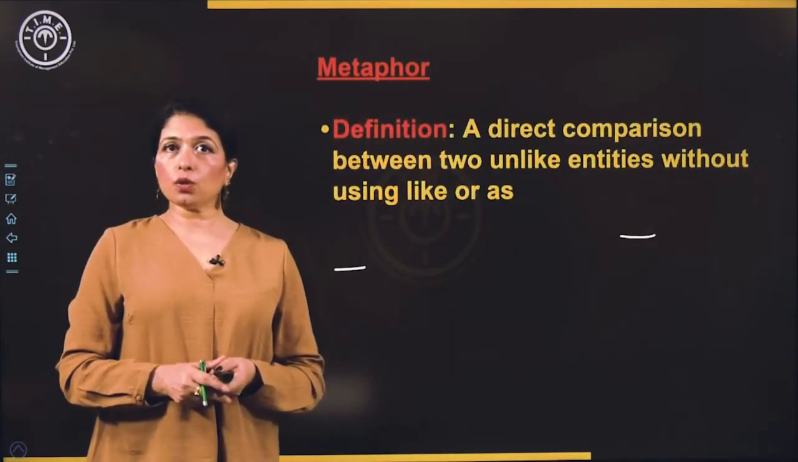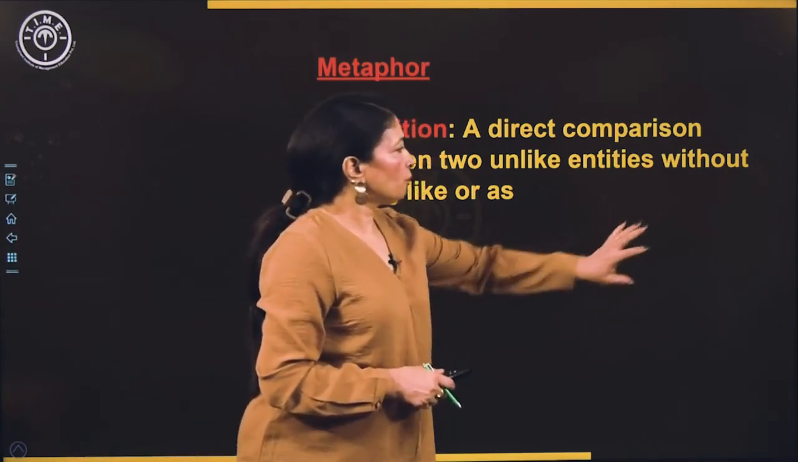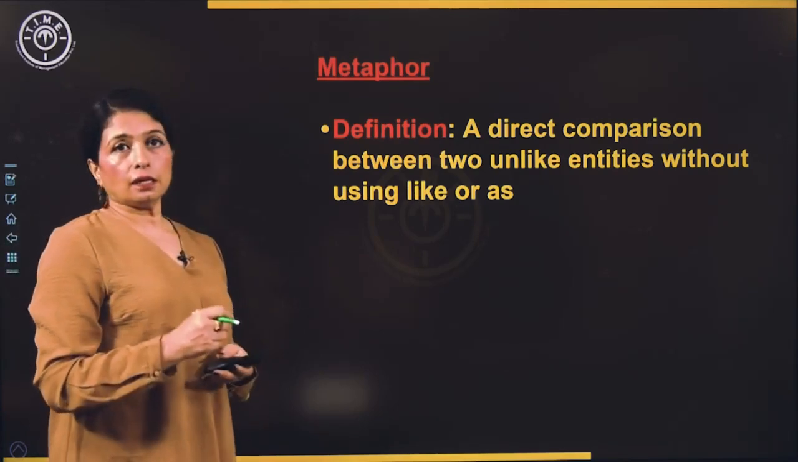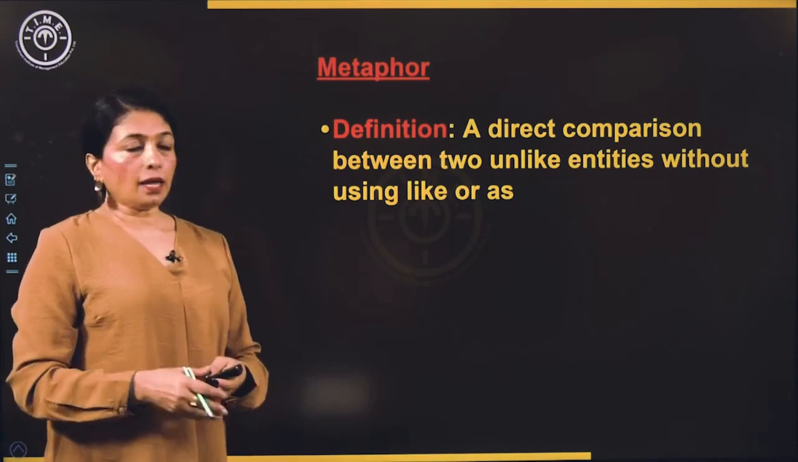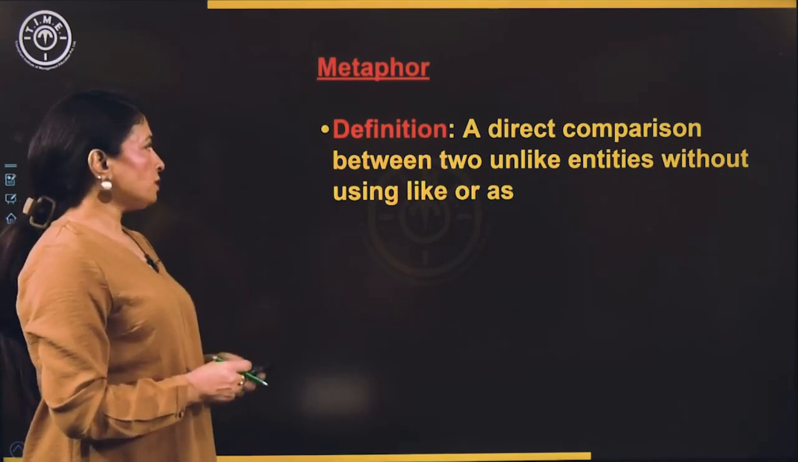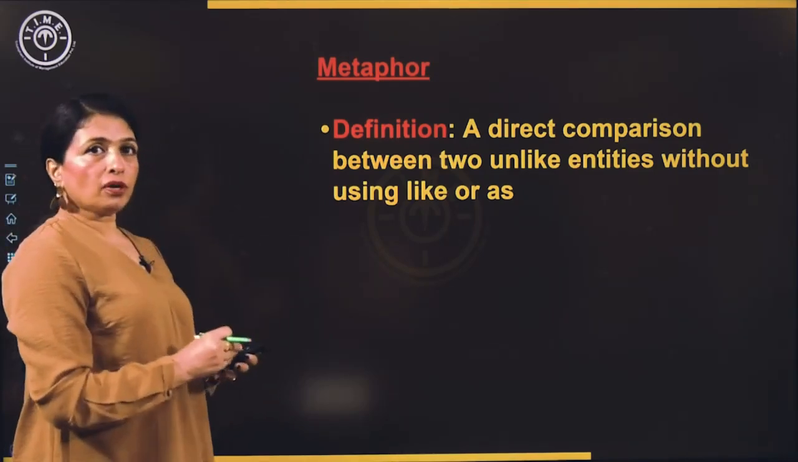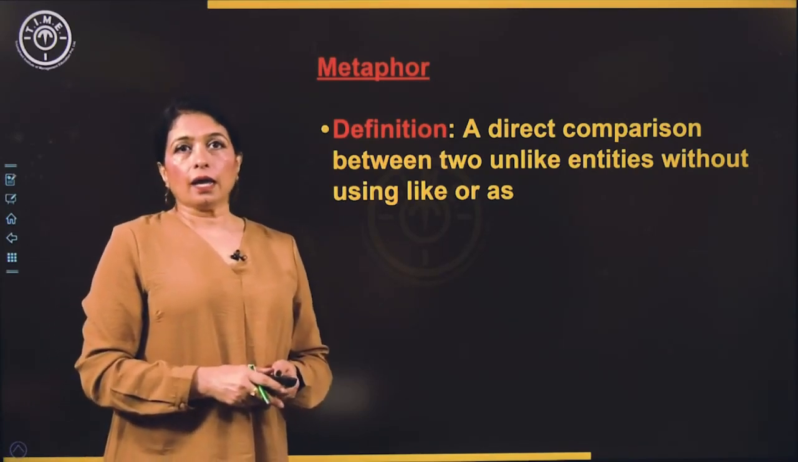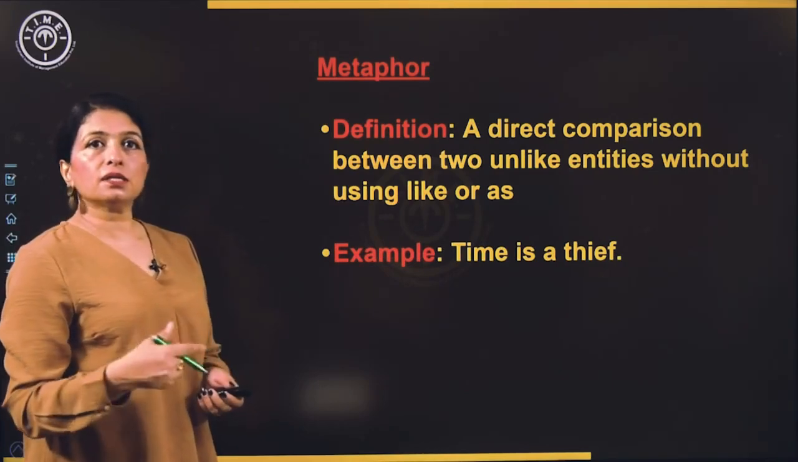A metaphor is also used for comparing, and it is a direct comparison but without using like and as. So it is a direct comparison also between two unlike entities, but a metaphor does not use these words like or as, unlike as in a simile. Okay, so the example is time is a thief.